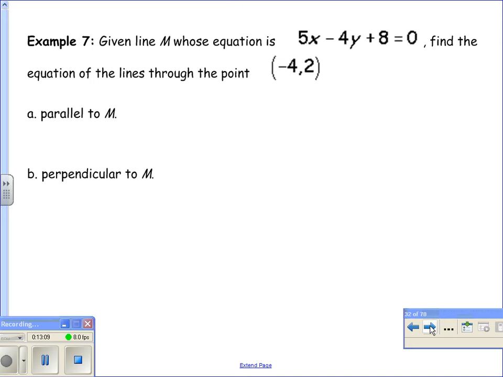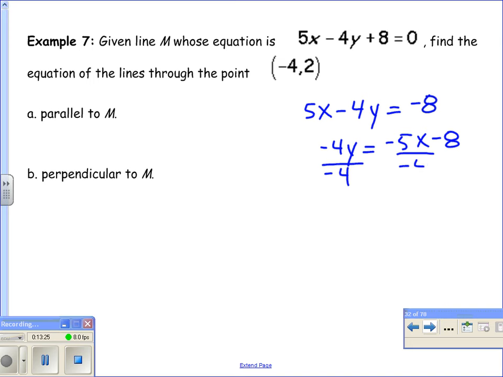So working with that line that we're given, we're going to first of all go and find the slope. So let's do this and go ahead and move that -8 over. Then of course we want to move over the x. Let's divide everything by that -4. And we are going to end up with 5/4 x plus 2. So the important thing here is that our slope is 5/4, and that's what we're going to be using.